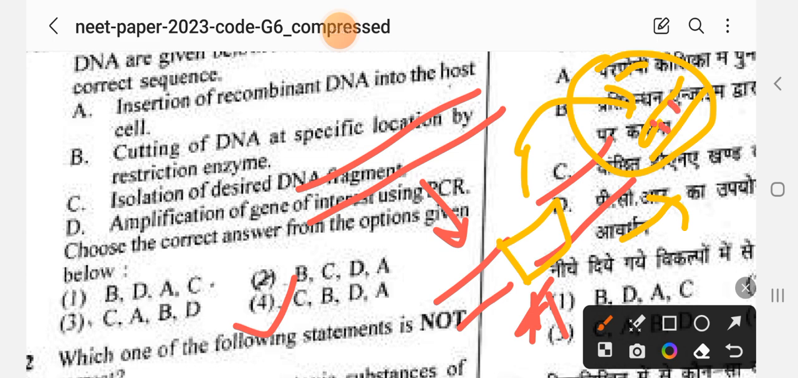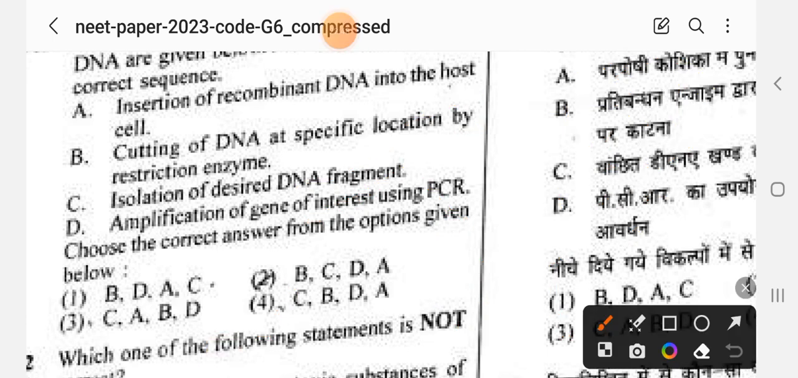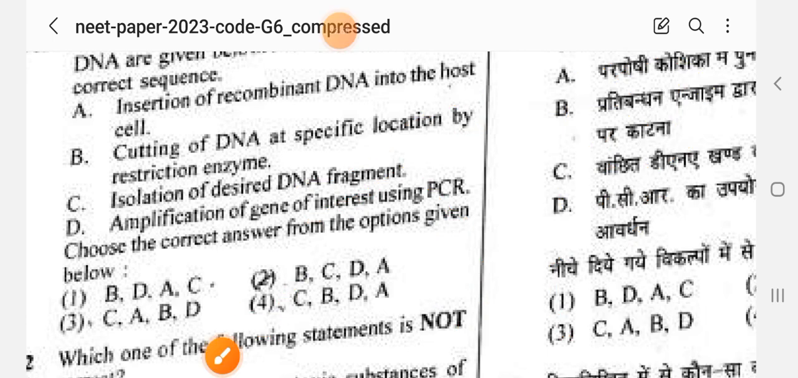तो ये जो प्रोसेस है, इससे हम डिजायर्ड डीएनए को इंसर्ट कर सकते हैं. The answer would be 4.